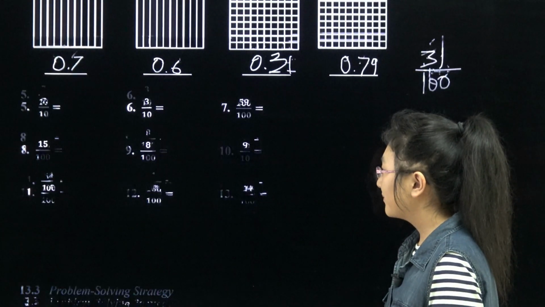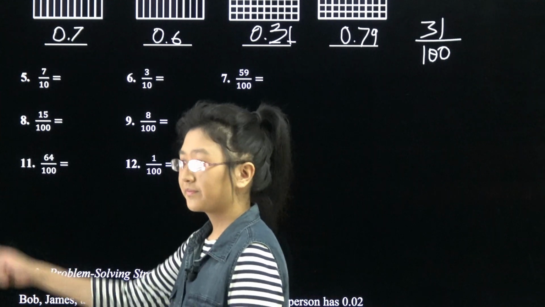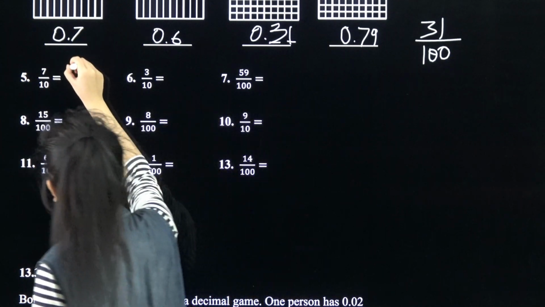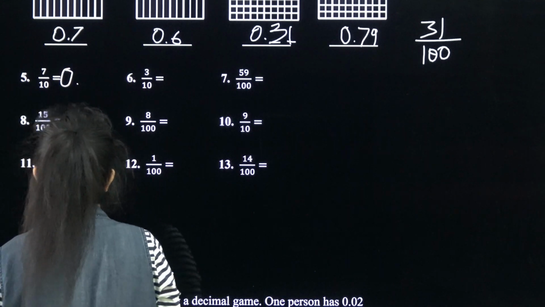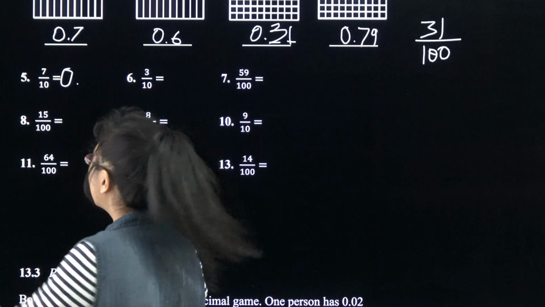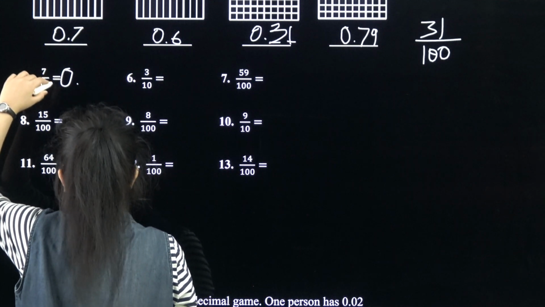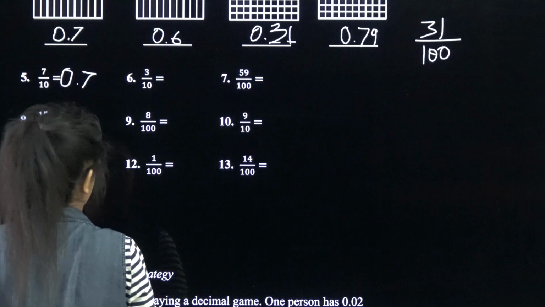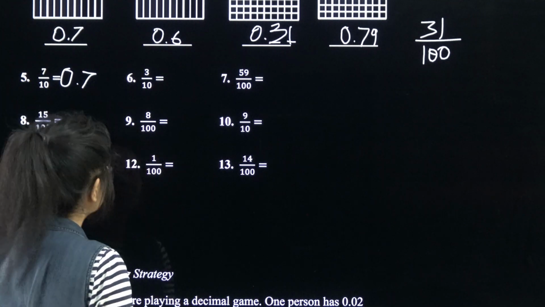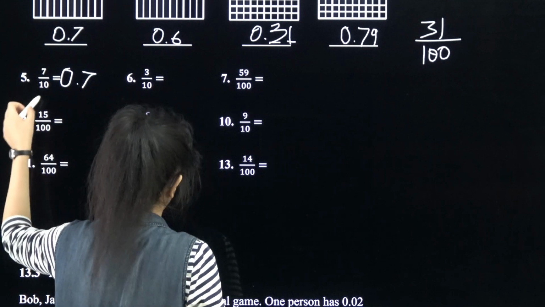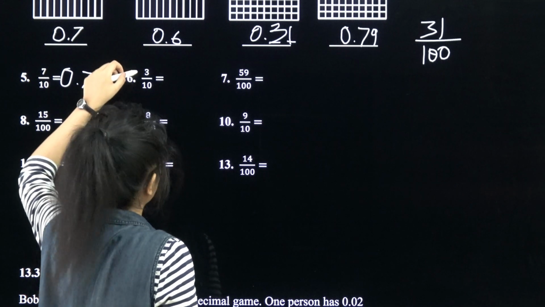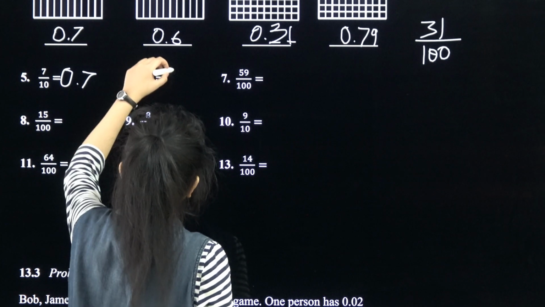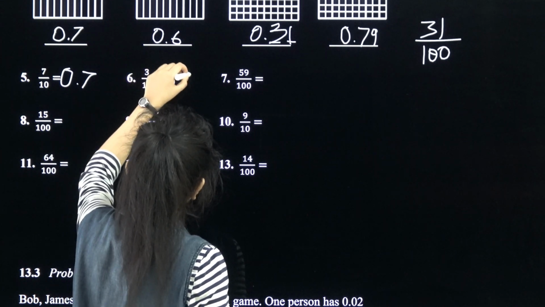Now we keep going without diagrams this time. This one has 10 as a denominator, so it'd be a tenth. 0 point and only one digit. The digit is the numerator, and the numerator is a single digit. So we just put 7. 0.7, 7 tenths. Now this one, 3 tenths, 0.3.